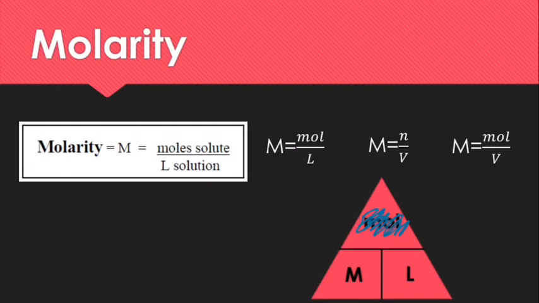So M and L are next to each other, so moles is equal to our molarity times our volume in liters. If, on the other hand, I wanted to solve for volume, and I said what's the volume of a solution with this many moles and this molarity, then I have moles over molarity. So my volume is moles divided by molarity. And of course, the original equation that we see written out, that will always have molarity, is moles over liters. So you can just cover up whatever you're looking for.